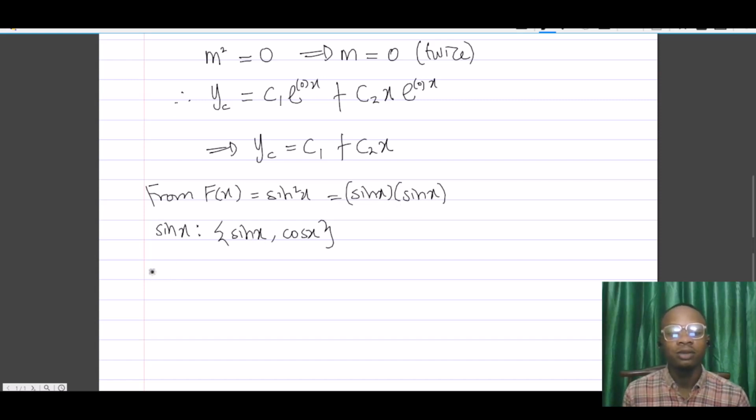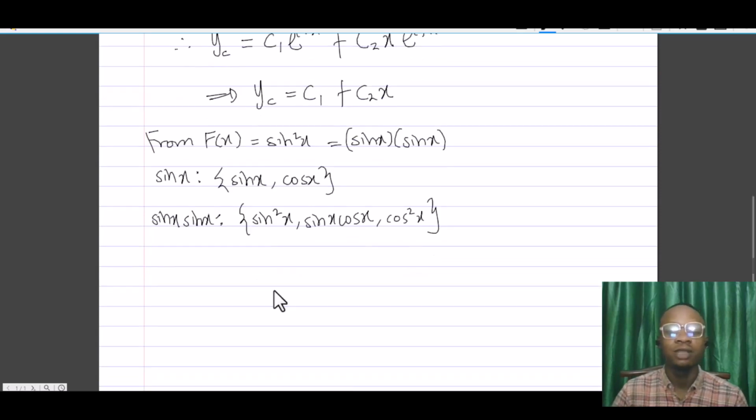And when you consider the products, sine x, which is sine squared x, of course, the UC set will just be the product of sine x and sine x. That's sine x times sine x. That will give you sine squared x. Sine x times cos x, that will give you sine x cos x. When you consider cos x times sine x, that will still give you sine x cos x. There's no need to repeat that. This is a set, so a set does not have repeated terms. So then cos x times cos x, that will give you cos squared x. So this is the UC set for the entire term.